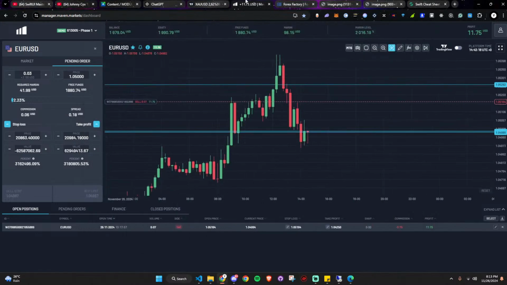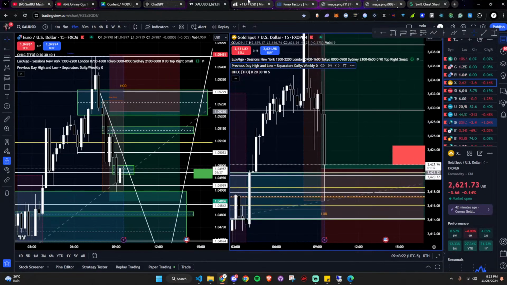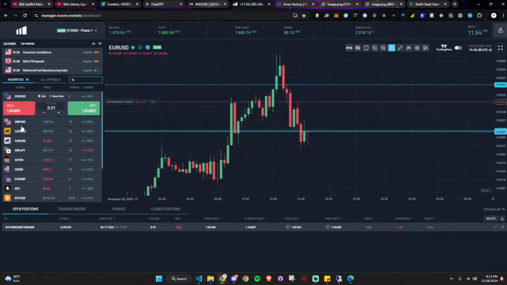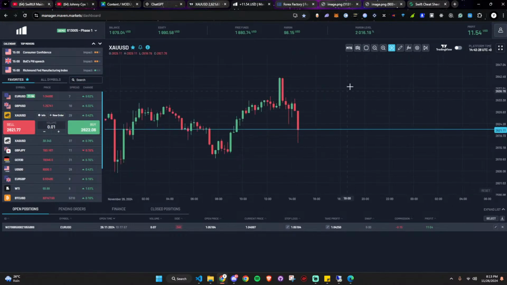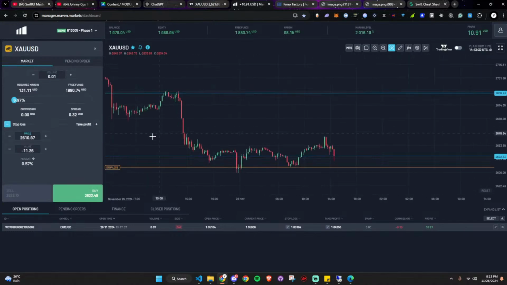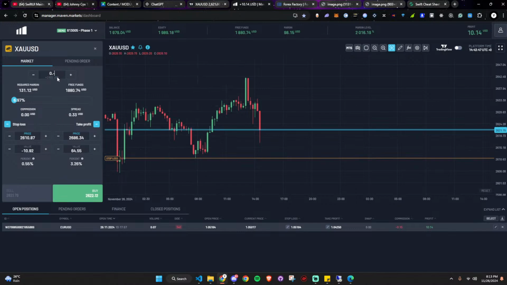Okay, so you see this rejection? Seems like it's rejecting this level, so we ball. Alright, so let's put this here and let's hope to put this here. I'm just gonna risk like 0.5 on this because I'm not too confident in this balanced price range. No, we ball.